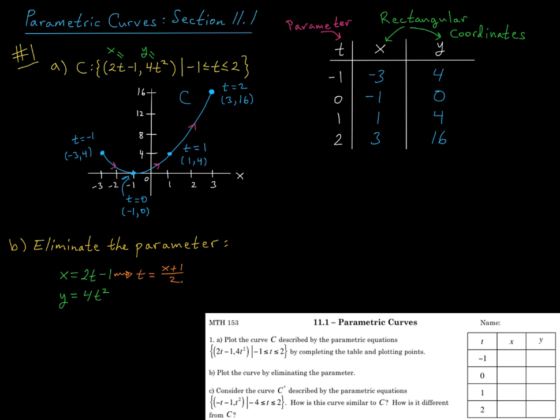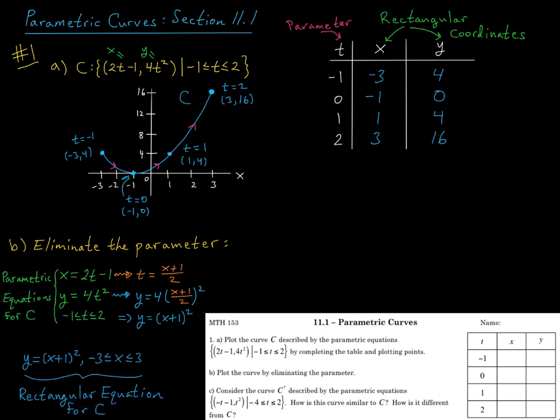Now I'm going to substitute this expression in for t in the equation for y. That gives us that y is 4 times the quantity (x plus 1) over 2, squared. Note that when you square the 2 down here, you're going to get a 4. So this 4 and the 4 in the denominator are going to divide out, and we're left with this quadratic relationship: y is equal to (x plus 1) squared. So in fact, this curve C is a portion of a parabola.